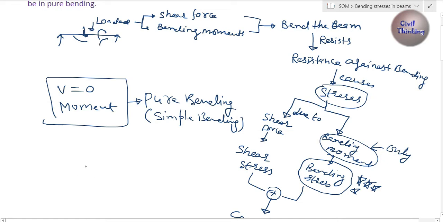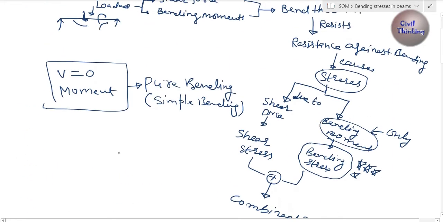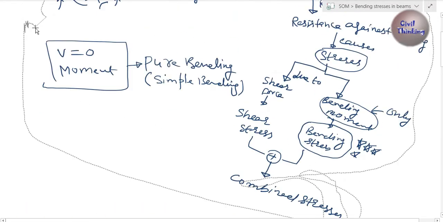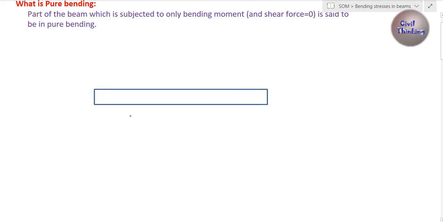Okay, now let me show you in the diagram how we can actually know which part of the beam is in pure bending and which part of the beam is not in pure bending. So let me first erase all of this. Let us draw a simply supported beam with overhangs. Let's say this is a beam and these are the two supports. This one is a pin support and this is a roller support, right?